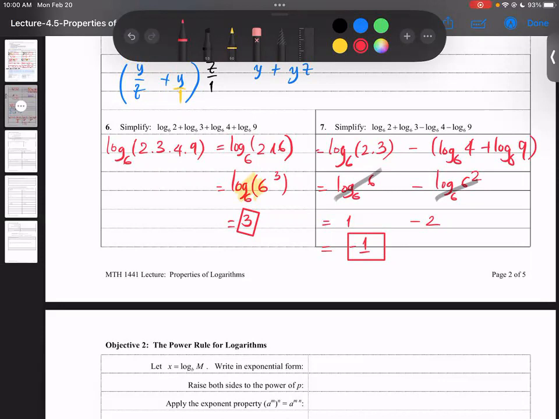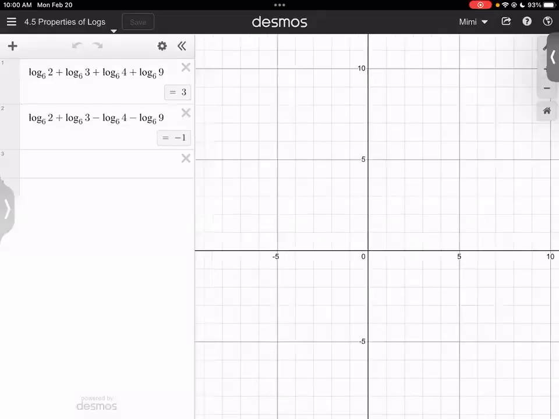Let me show you how it looks in decimals. Right there. It froze. Right, 3 and -1.